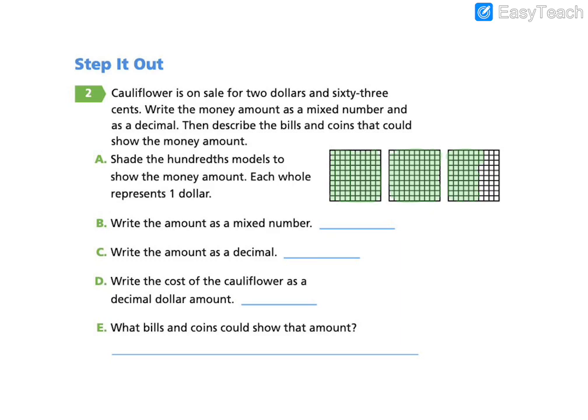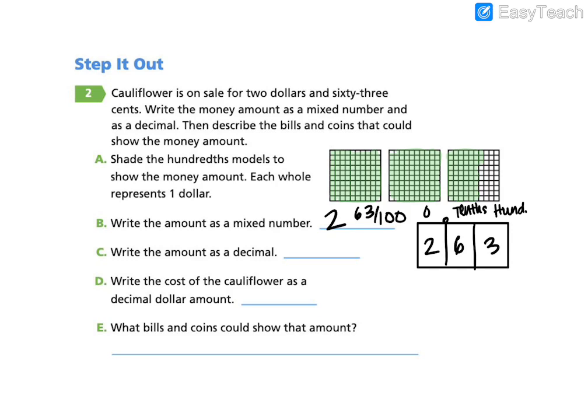All right, you should have 2 wholes shaded. I then shaded my 6 tenths and my 3 hundredths. So to write this as a mixed number, I have 2 wholes and 63 hundredths. I now need to write it as a decimal amount. Okay, I have 2 ones, 6 tenths, 3 hundredths. Now, to write this as a decimal dollar amount, it's $2.63.